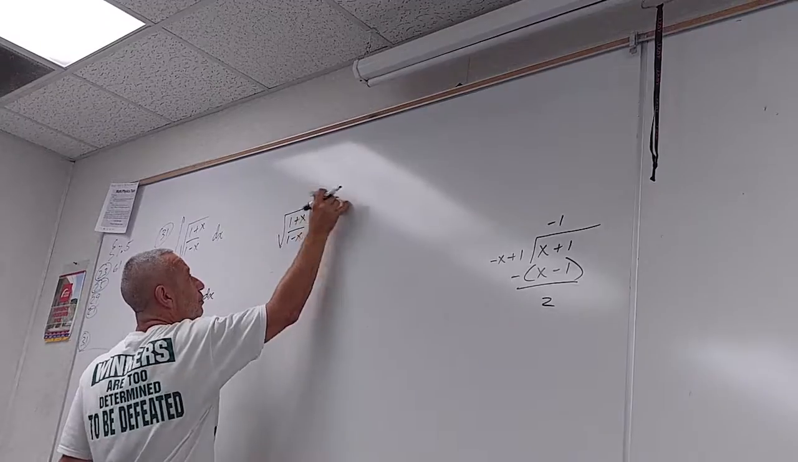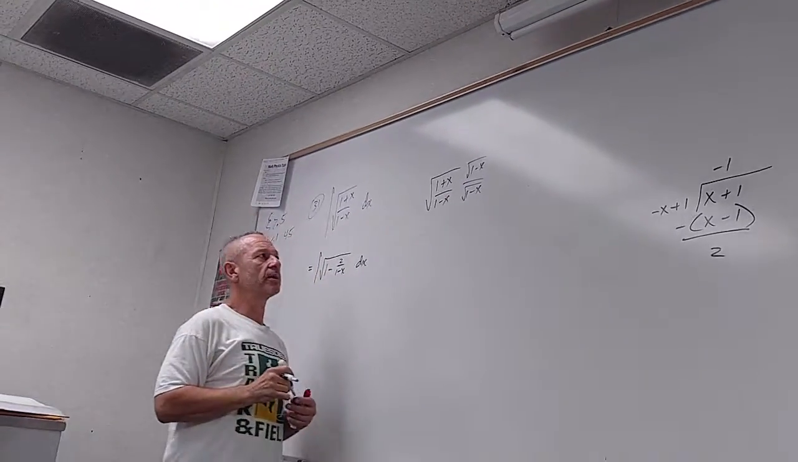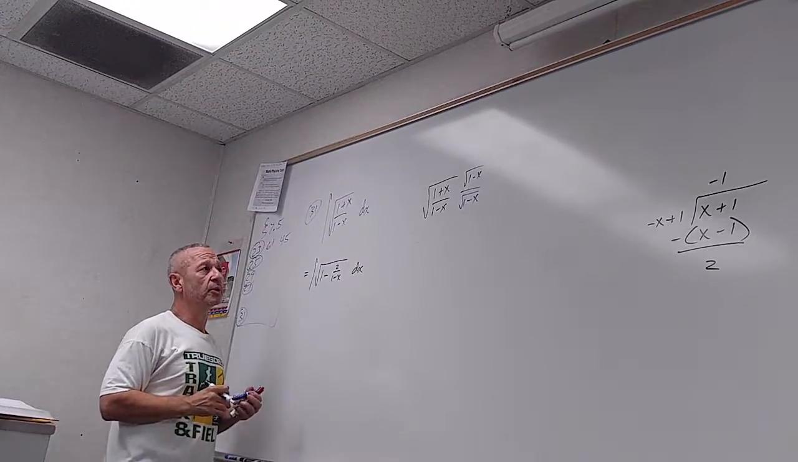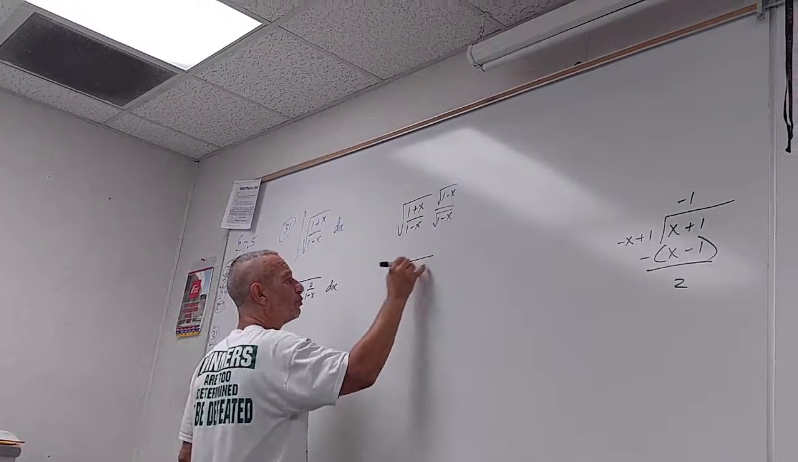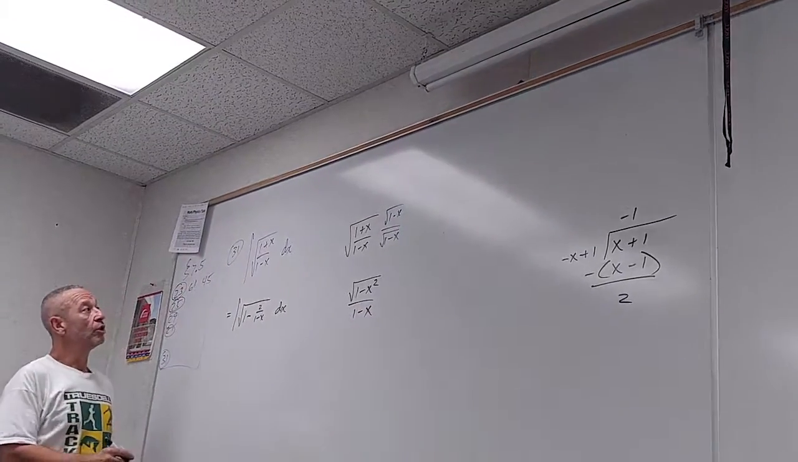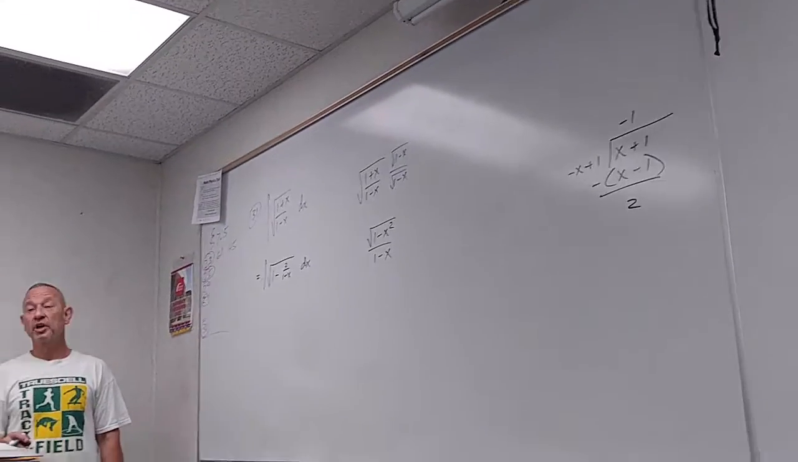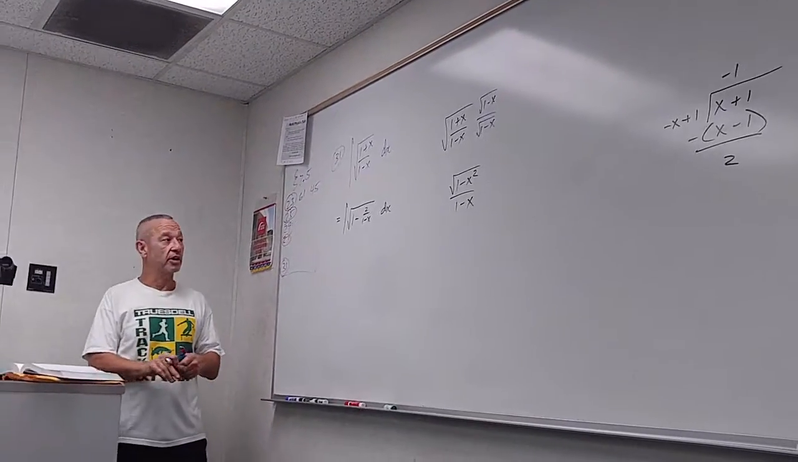Multiply by the square root of the whole thing, by x plus 1. Well, I'd probably rationalize the denominator, not the numerator. So then you get the square root of 1 minus x squared over 1 minus x. Well, that looks very promising now, doesn't it? Now I see a trig substitution. I think I'm going to go with that.